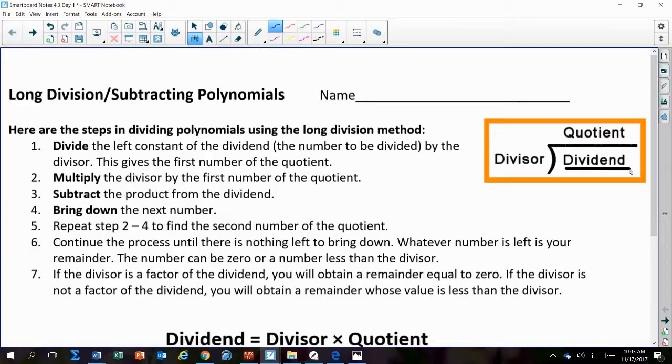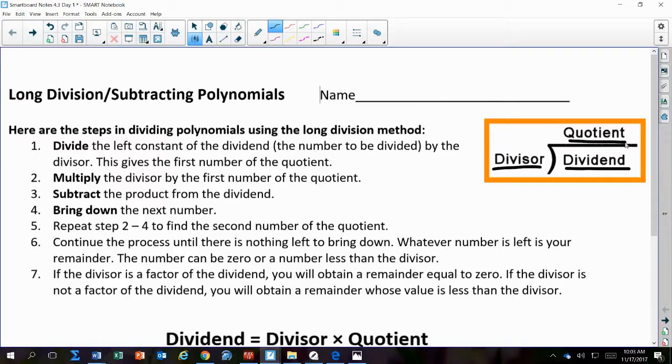What you do is you take your dividend and you divide it by a number, right? Whatever number you're dividing by is called your divisor. It's called your divisor because you're dividing by it. So I take my dividend, I divide it by my divisor, and whatever my answer is is called the quotient. Your quotient is your answer, the number you get after you do the division. Any questions on those vocabulary terms?